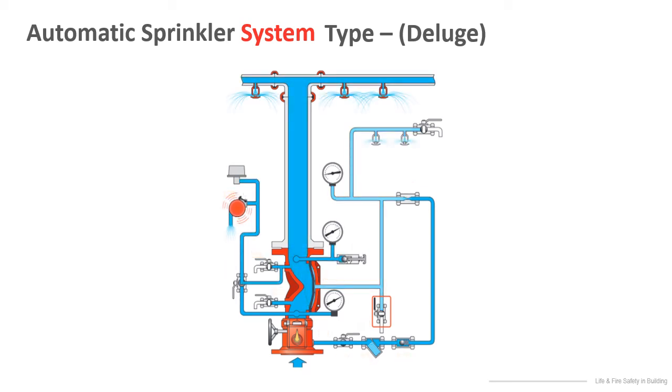Deluge systems are used in high-hazard areas such as power plants, aircraft hangars, and chemical plants. These systems are very effective in hazardous areas because they release water to all open sprinkler heads simultaneously. The total flow method stops a fire before it has the chance to grow uncontrollably.